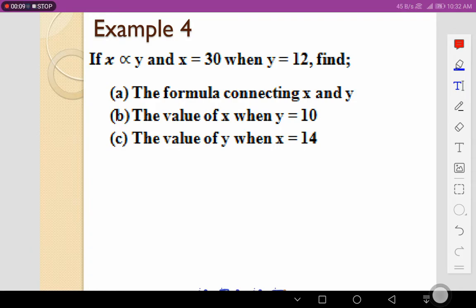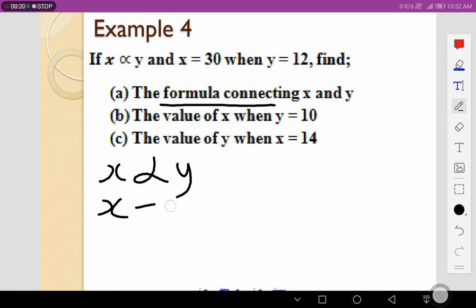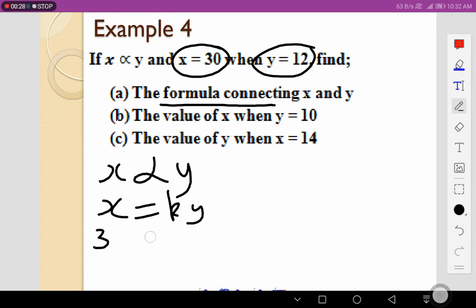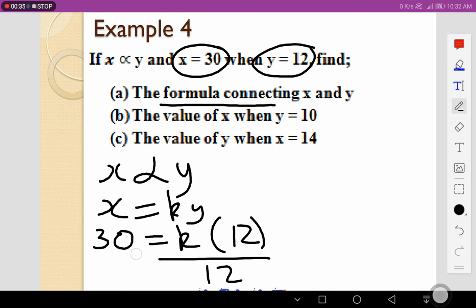So our example number 4, we want to find the formula connecting x and y. We have x varies directly with y. We introduce a constant: x is equal to ky. Then we are given x is equal to 30 and y is equal to 12. We substitute: 30 is equal to k times 12. Then we divide both sides by 12 to get our k.